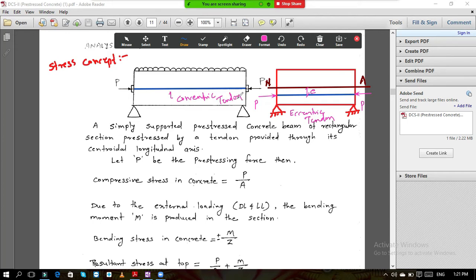Okay. So for the time being, we will not see this. We will go through this. Once we understand the concept, then we will apply the same concept to this also. So now here, see, a simply supported prestressed concrete beam of rectangular section, prestressed by a tendon provided through its centroidal longitudinal axis. Let P be the prestressing force. Then the compressive stress in concrete is P by A.